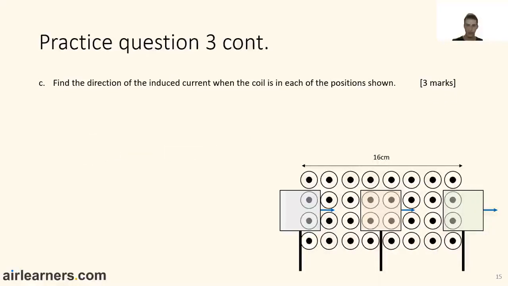Now we have a little bit of thinking to do for this question. Find the direction of the induced current when the coil is in each of the positions shown. So there's a blue, an orangey yellow, and a green.